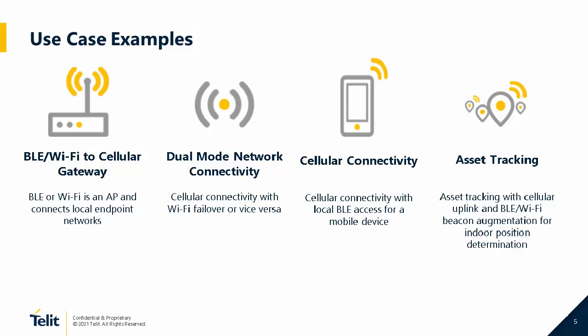So you can augment the GNSS receiver tracking with some type of indoor positioning. Could be Wi-Fi triangulation methods or BLE using beacons. But it's possible, and we have customers doing this, where they'll augment their GNSS receiver location capability with some indoor tracking capability.